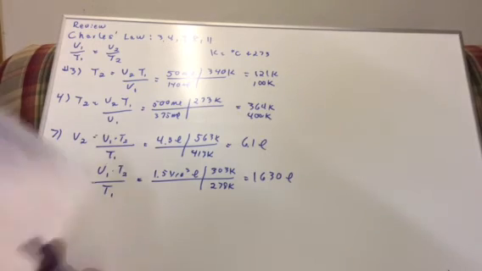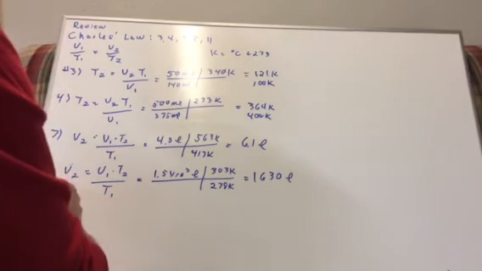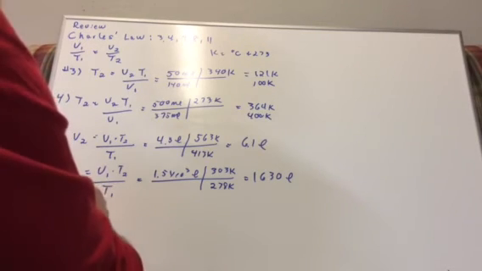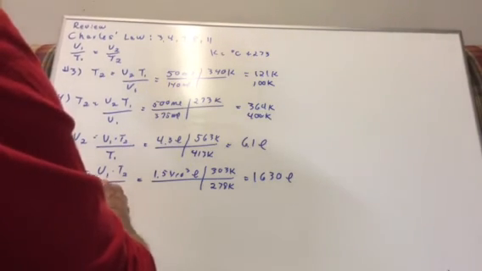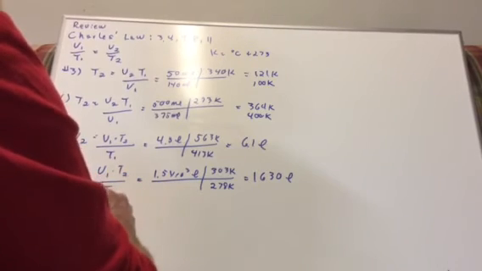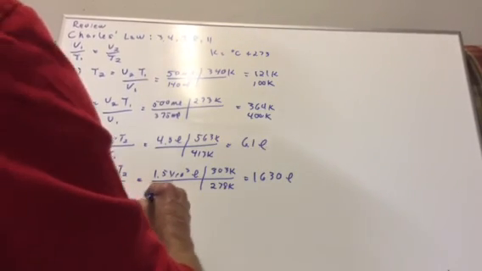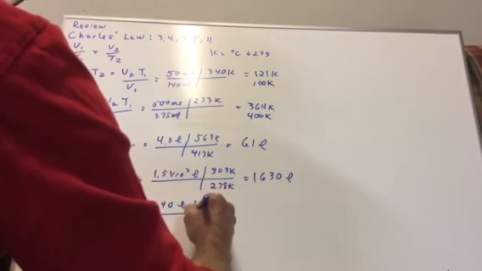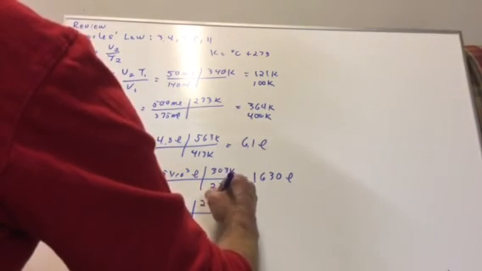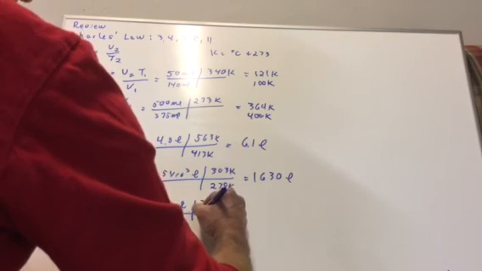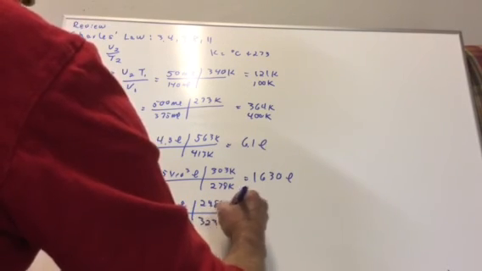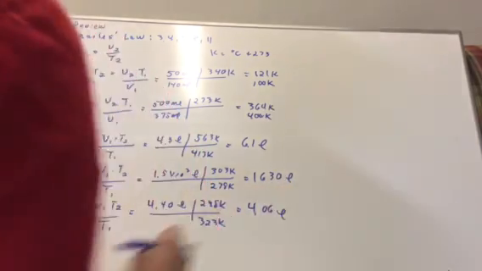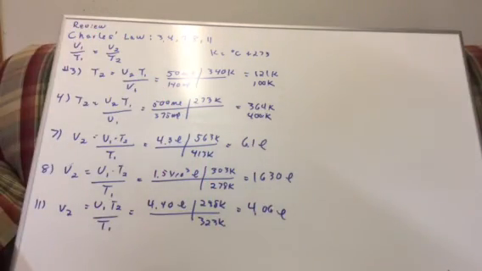Okay, and then our last one is number 11. And you're solving for V2 again. V1 T2 over T1. And you've got 4.40 liters, 298 Kelvin, and 323 Kelvin. And that equals 4.06 liters.